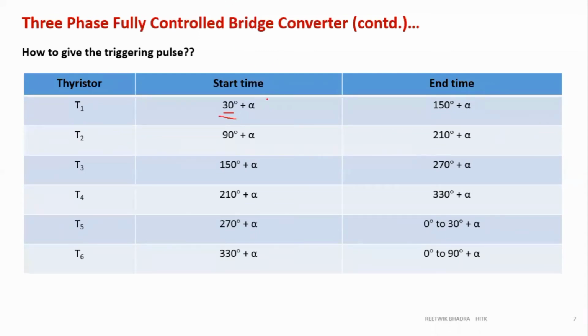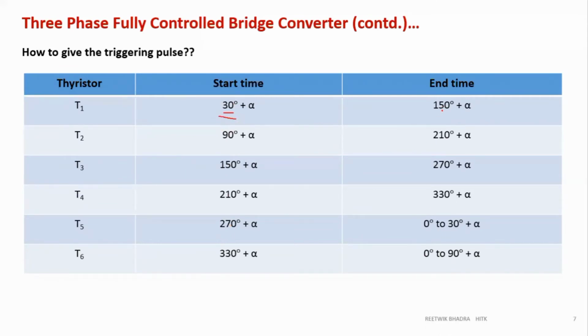Okay, how to give your triggering pulse? I told you each thyristor will conduct for 120 degrees. So 30 plus 120 gives you 150, and there will be a firing angle alpha. Between two thyristors there should be a phase difference of 60 degrees. So 30 plus 60 gives you 90. Like this, you write down all of these. 90 plus 60 gives you 150, 150 plus 60 equals 210, 210 plus 60 equals 270, and it goes on this way.